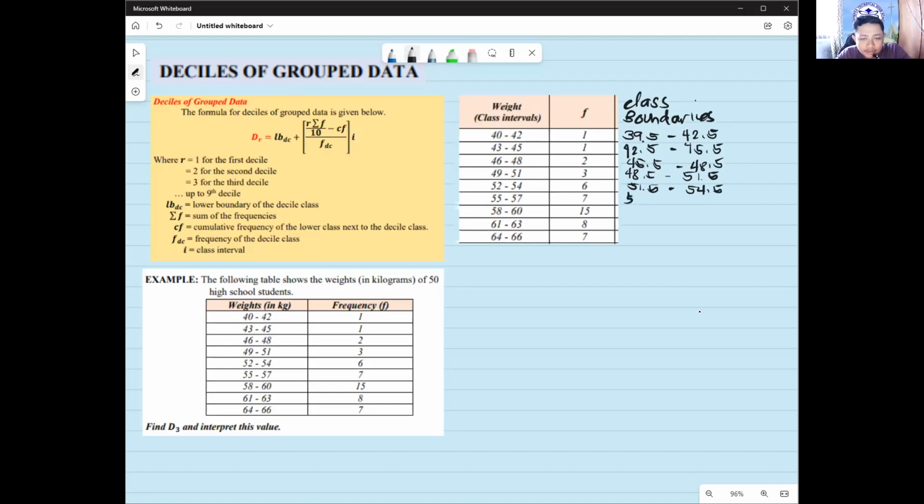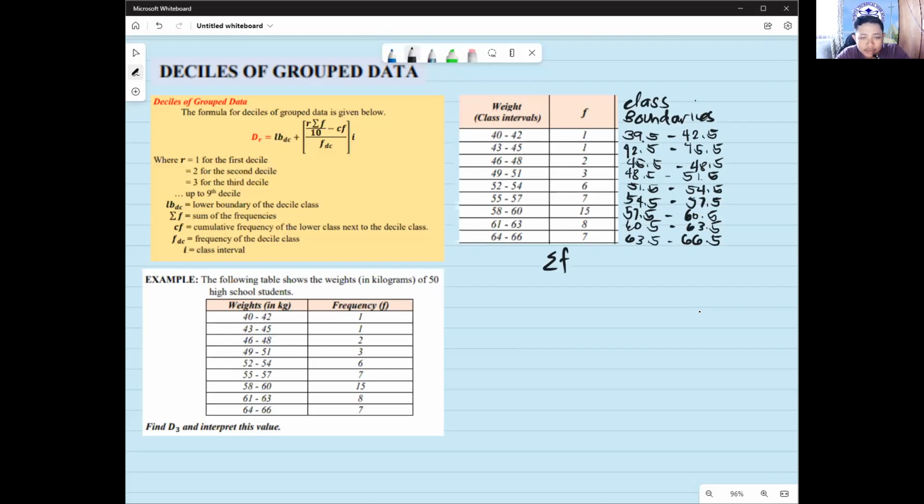Next, 54.5 to 57.5. Next, 57.5 to 60.5. Next, 60.5 to 63.5. And finally, 63.5 to 66.5. Okay, that's it. And by the way, don't forget your summation of the frequencies.